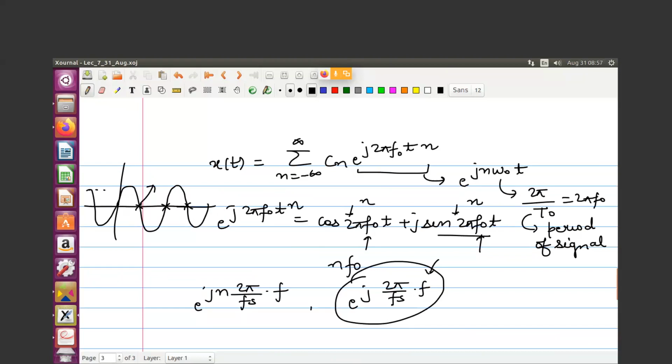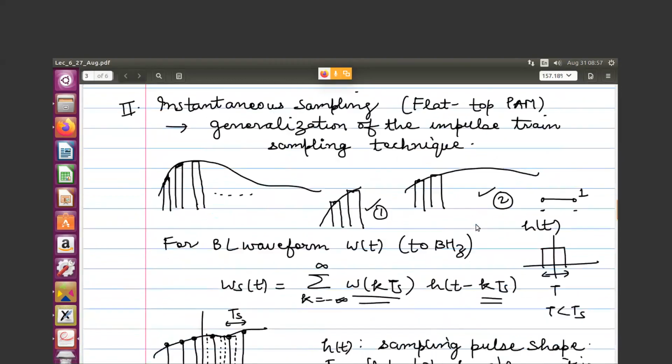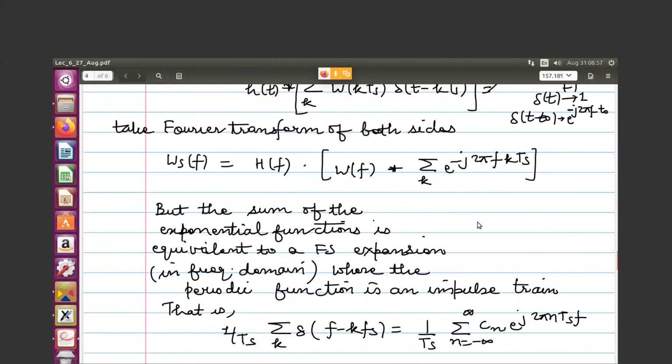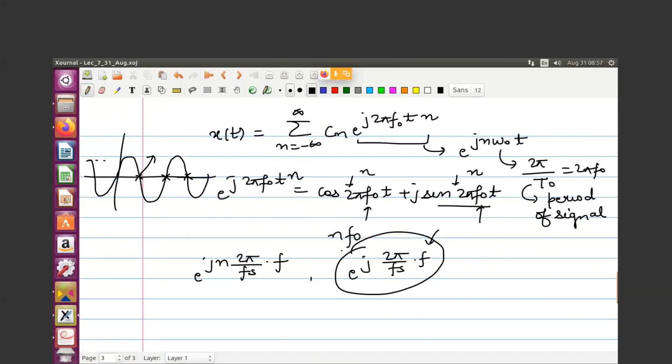Similarly, it should happen here. So the crossing points should be in terms of f of s. That is why the complex exponentials which we used in the last lecture, when we were deriving this, we said that this can be written as a series. Here it is 2 pi n Ts f. Why? Because Ts is nothing but 1 upon f of s. So this is what I wanted to say about the last lecture.